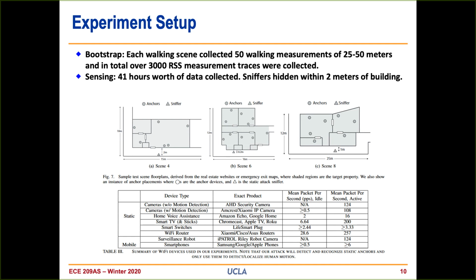And in terms of all the different static devices that were located inside of some of the houses, things such as cameras, home voice assistants, smart TVs, smart switches, Wi-Fi routers, surveillance robots, smartphones. All of these were devices that served as anchors in some of these different scenarios.